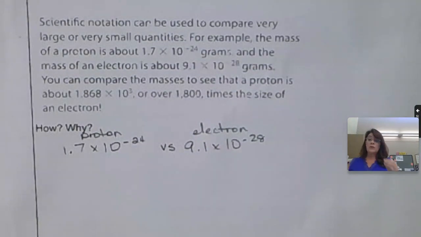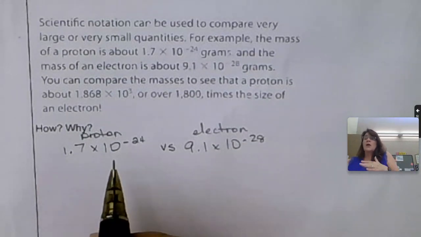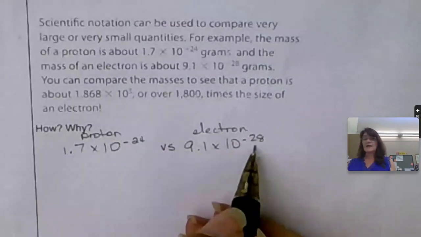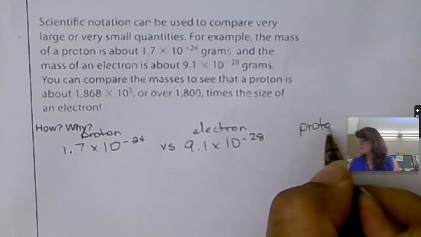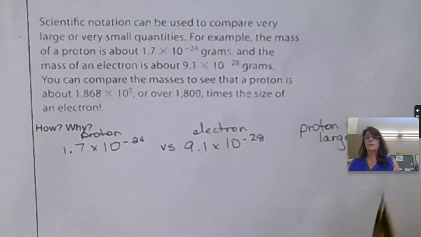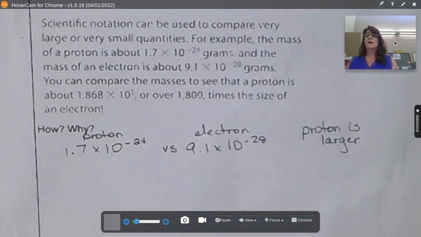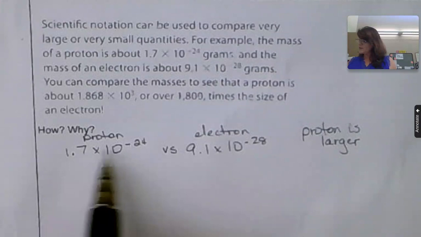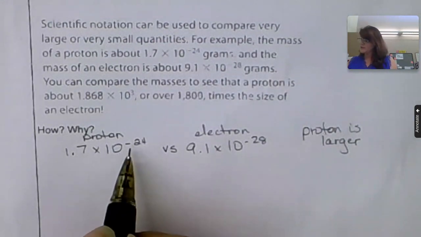Now, as we know from negative numbers, a negative 24 has greater value, is better than a negative 28. So my proton is larger. I can tell just by the exponents.